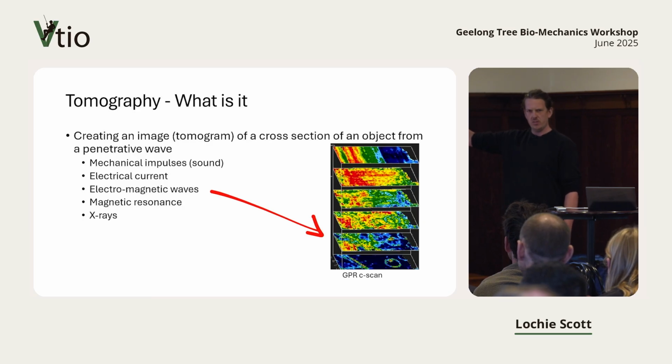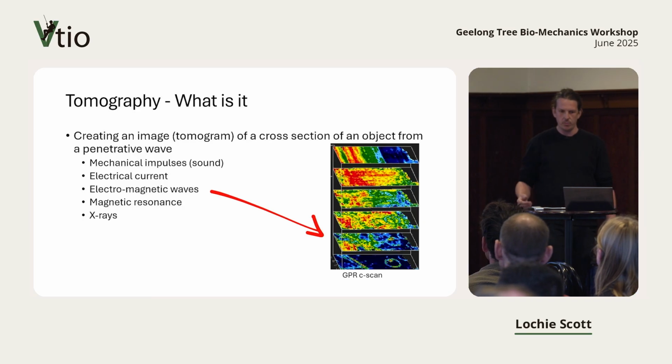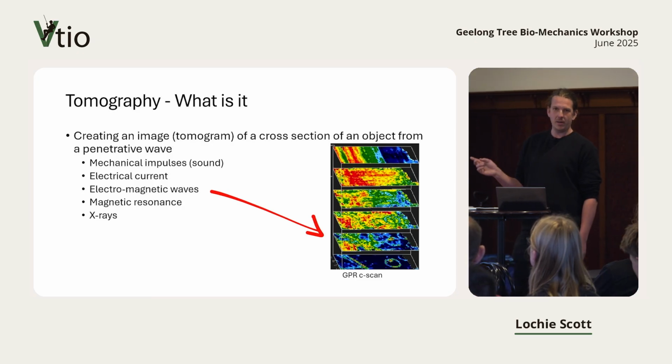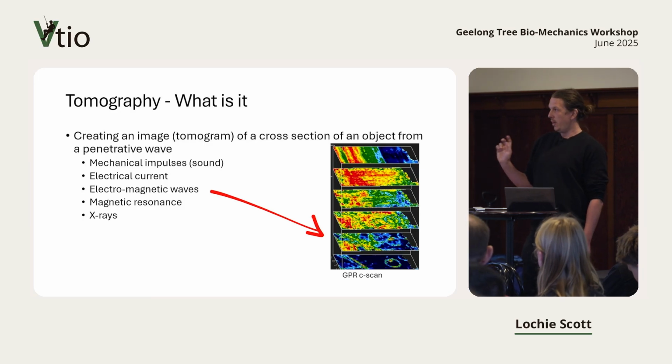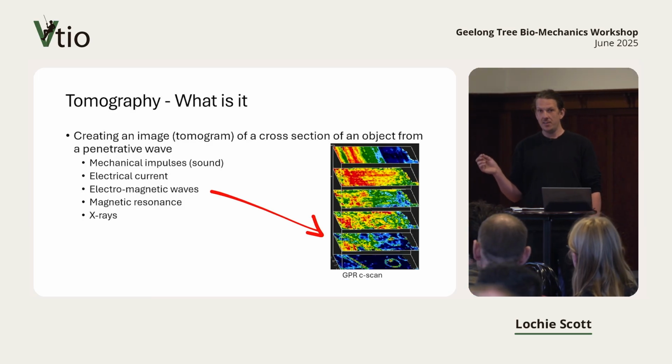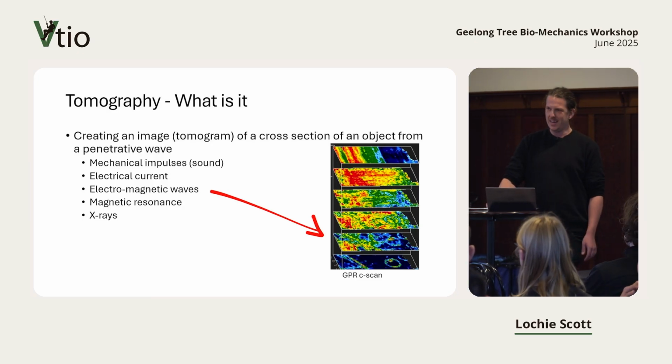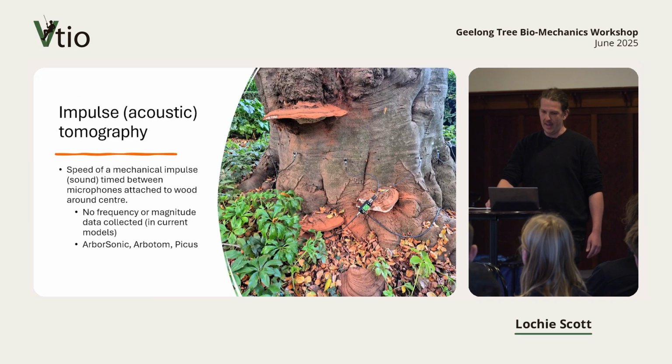GPR, or C-scans in GPR, are a really common tomogram we see elsewhere. Magnetic resonance is not common in trees, but MRIs are something you might have seen before. X-rays: there is a machine available on the market, which I've never seen, that can take a tomogram with X-rays, but you need some crazy accreditation and it doesn't seem like so much fun.